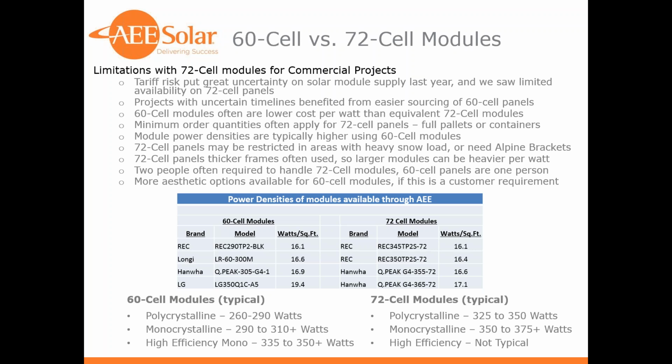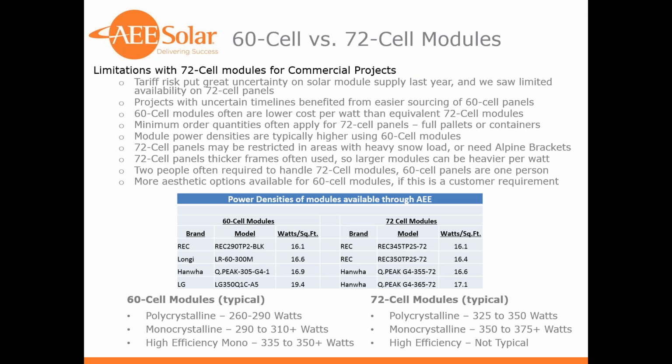We also saw some module hoarding as people were not sure of what the tariff impact was going to be on their projects. So we definitely saw that projects with uncertain timelines, people who were banking on stocked 60 cell modules that people had in quantities, definitely had easier sourcing of modules than trying to source the 72 cell equivalents.